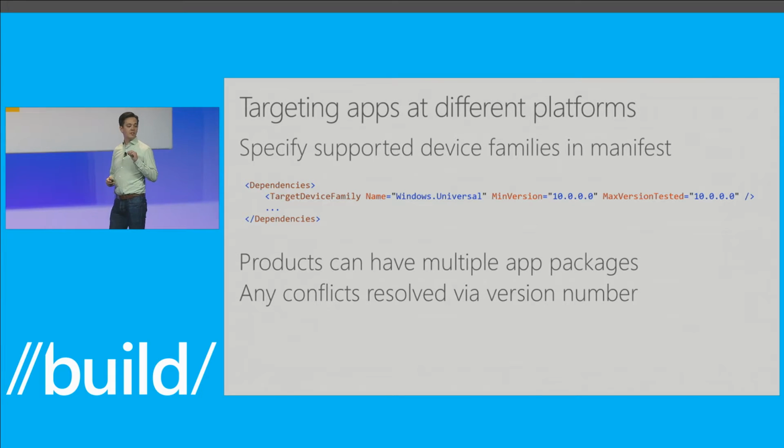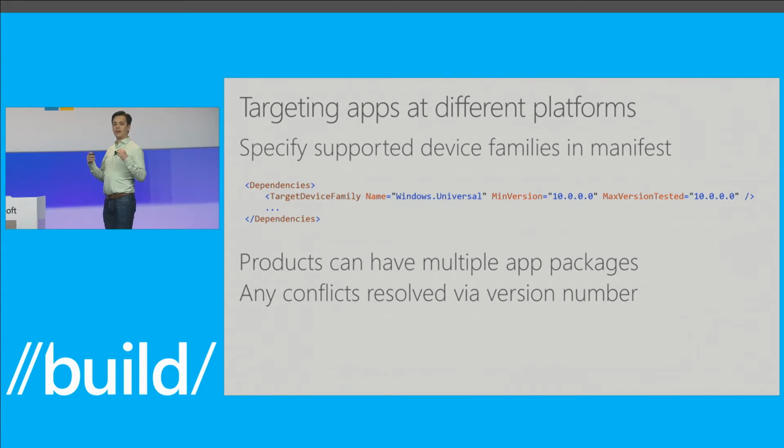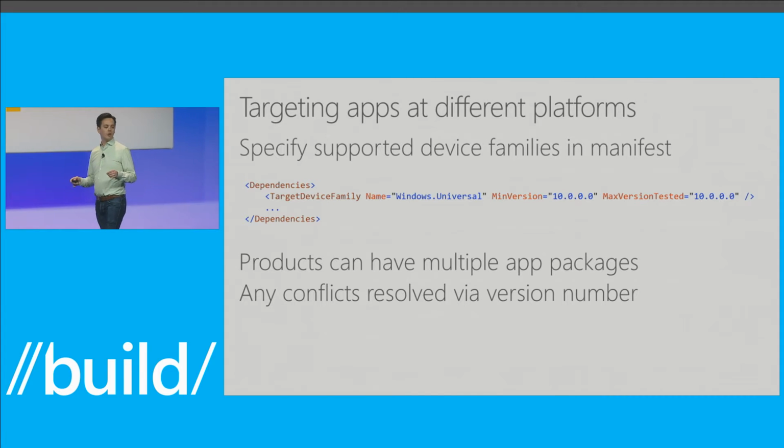OK, so targeting apps at different platforms. You're probably familiar already with your app manifest. This is where you specify what platforms and all of the details about how your app runs. In here, there's a place where you can specify the target device family of your app package. If you specify that it is Windows Universal, you're saying it can run on any universal device. This package can be installed on HoloLens and it will work. However, products can have multiple app packages. So if you have an app that is completely different on one device versus another, you can actually do this as well without creating a separate product in the store. So any conflicts are resolved via version number, and I'll show you exactly what that looks like.